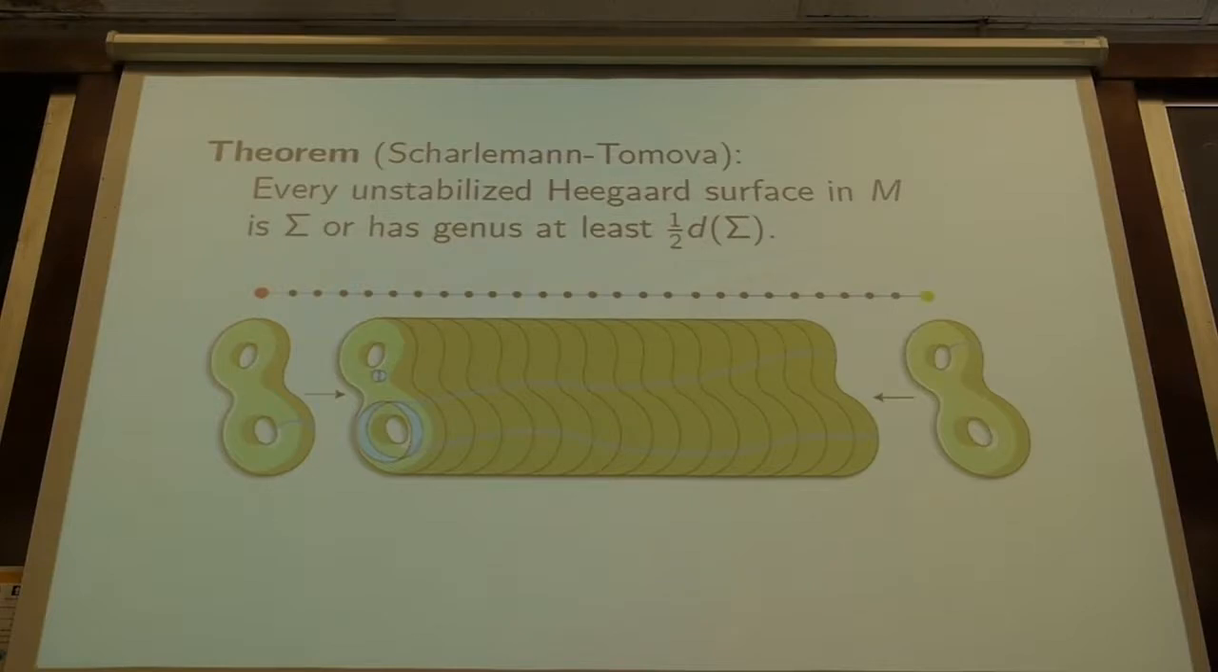So somehow the unstabilized Heegaard surfaces in certain situations behave a lot like incompressible surfaces, and that's why we get the same theorem in both cases. Okay, so now we have a geometric interpretation of this topological theorem. So this tells us why there shouldn't be any low distance Heegaard splittings.